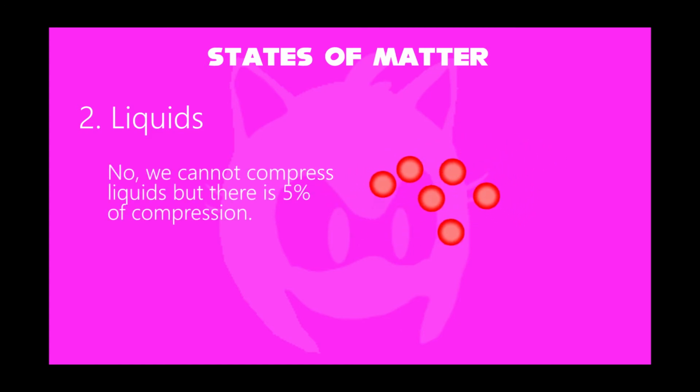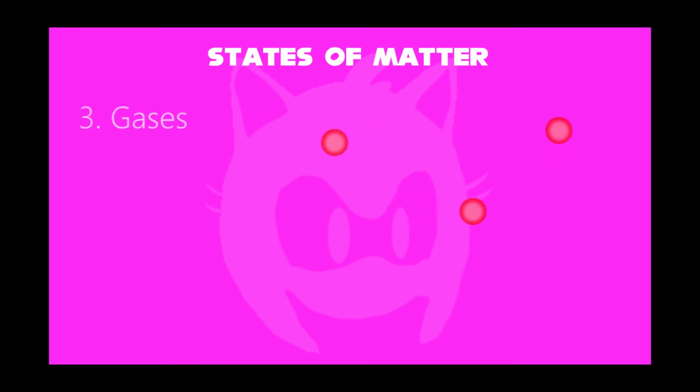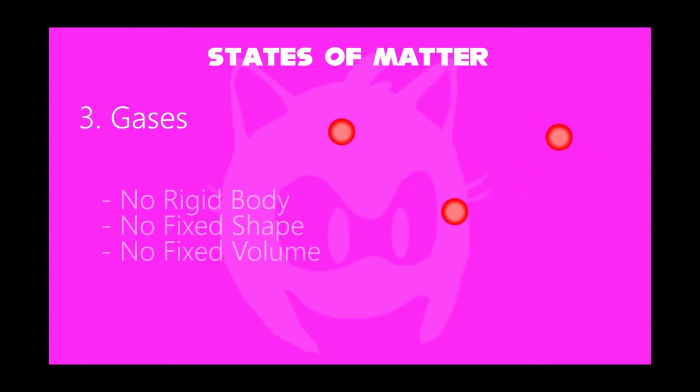And finally, the gaseous state. The atoms are free to move, at longer distance between two atoms. We see atoms in less density as you increase the temperature. This results in evaporation of water molecules. Its parameters are neither rigid body, nor fixed shape, nor fixed volume.